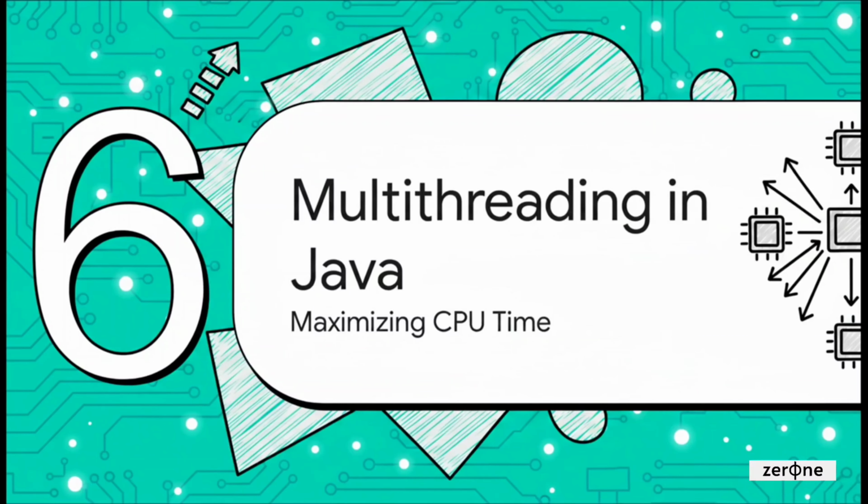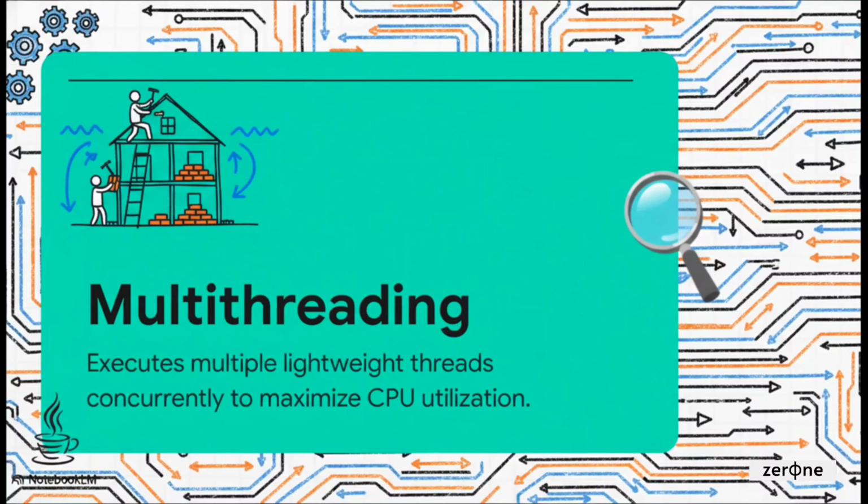And that brings us to our final segment, Section 6, Multithreading in Java. Let's really turbocharge our code. So far, we've been looking at executing simple, sequential steps one after the other. Multithreading allows us to level up and run multiple heavy processes simultaneously.